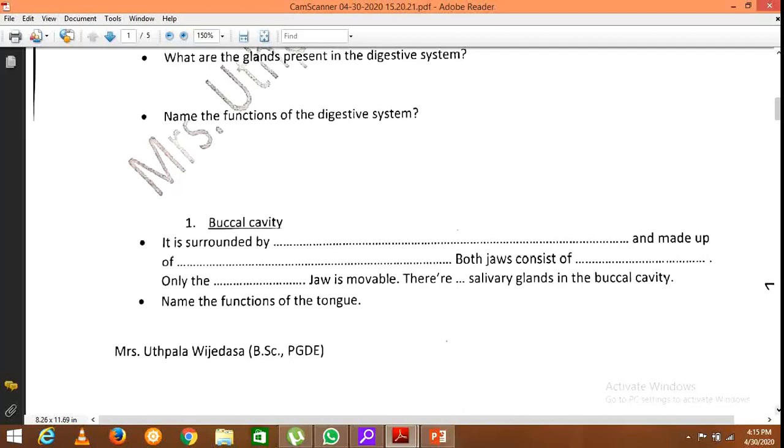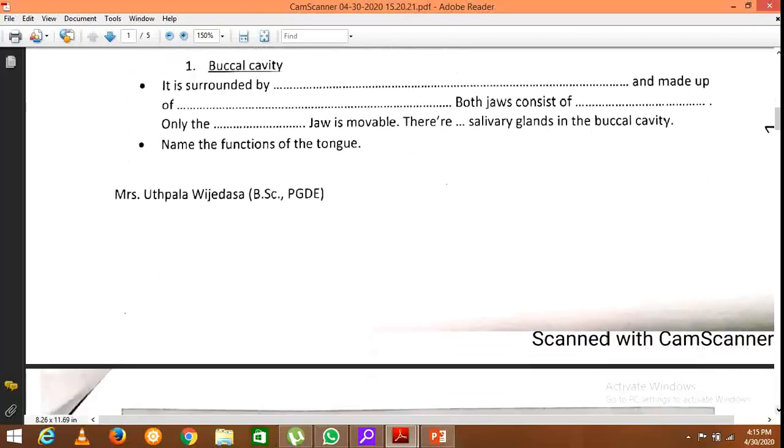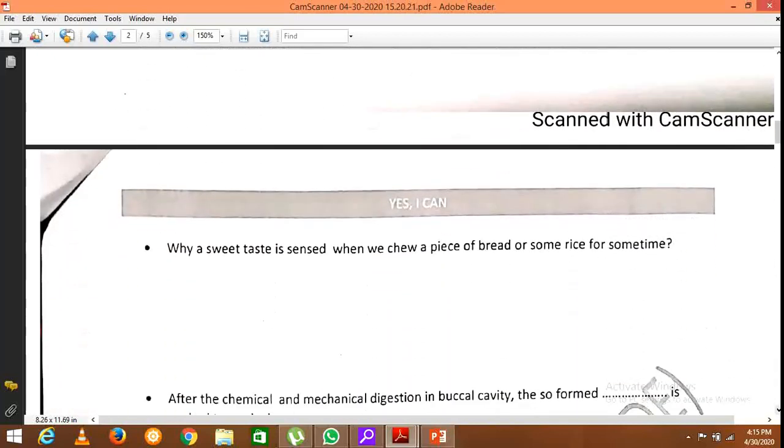which is important for the identification of taste and mixing of food with saliva. And the tongue is also important for swallowing the food. In addition to these, there are 3 salivary glands which open to the buccal cavity.